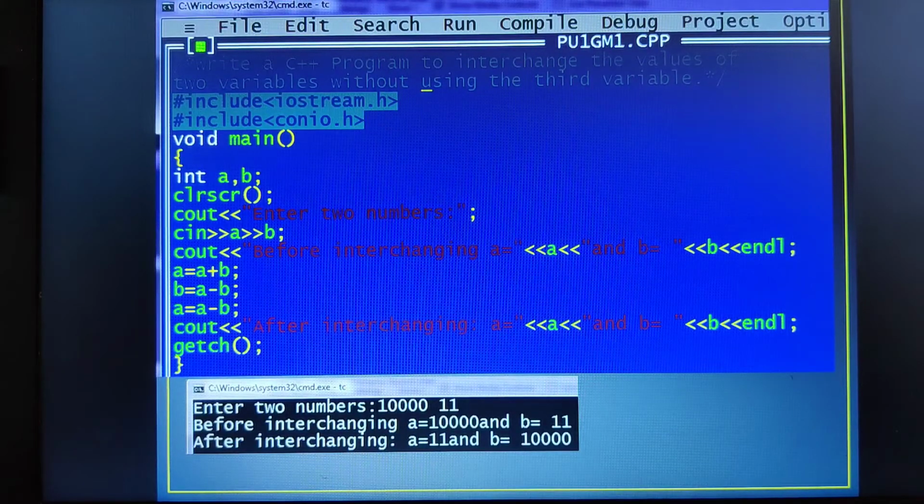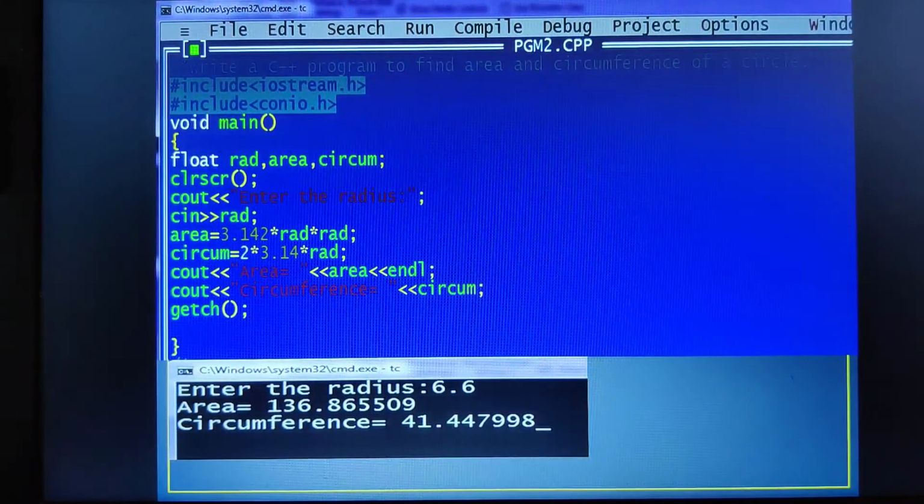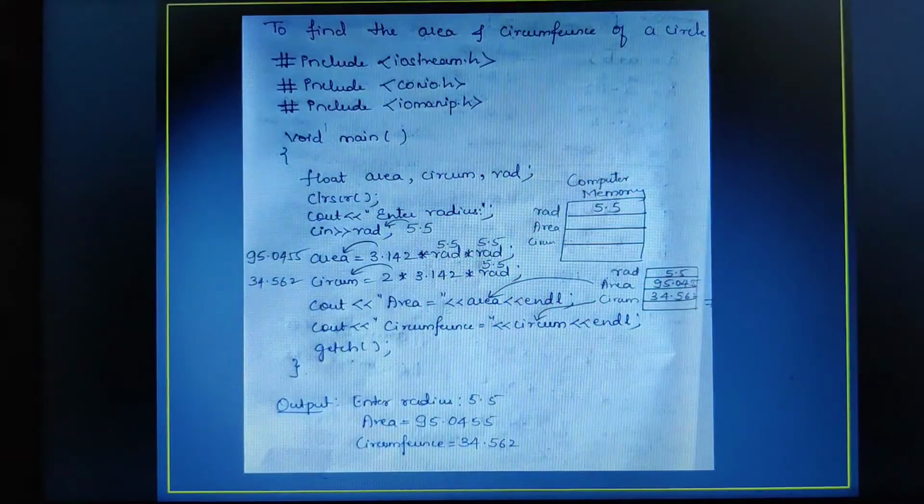Moving on to the next program here. That is, write a program to find the area and circumference of a circle. So this program we have already seen during the live class, but still anyway, I'll just explain it.